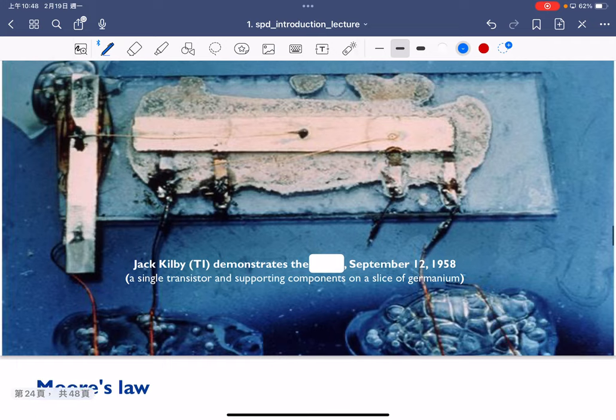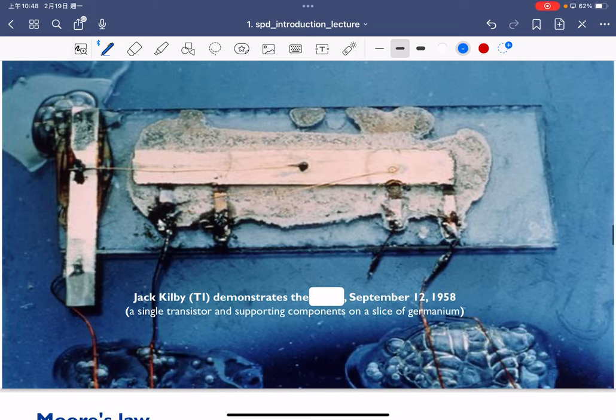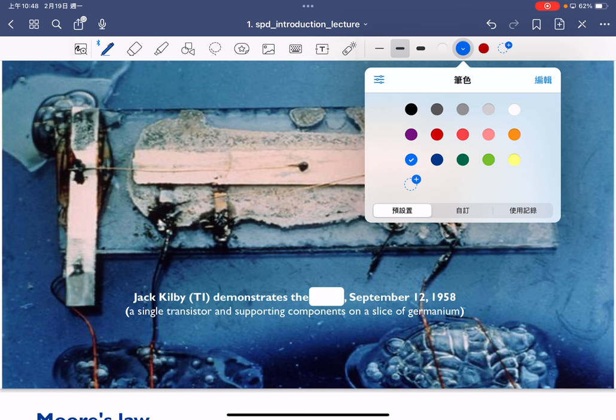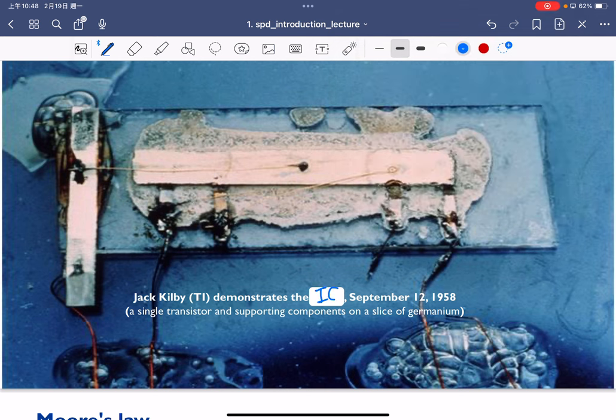Okay, so that's the first one, the demonstrated IC. This is from Jack Kilby, who demonstrated the first IC in 1958. As I said already, this is just on a slice of germanium, and it was a single transistor with some supporting components, to demonstrate the concept of the IC.